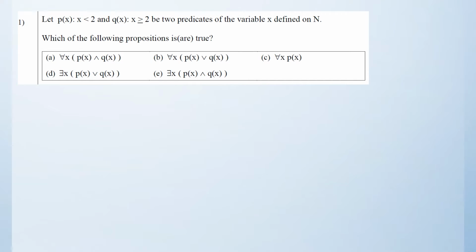Question number 1. Suppose we have two predicates P(x) and Q(x) as given. P(x) is x less than 2, Q(x) is x greater than or equal to 2. Here we can find the truth value of P(x) and Q(x) by substituting values for the variable x. The substituting values will be natural numbers, that means 1, 2, 3 up to infinity. 0 is not there. Which of the following propositions are true?